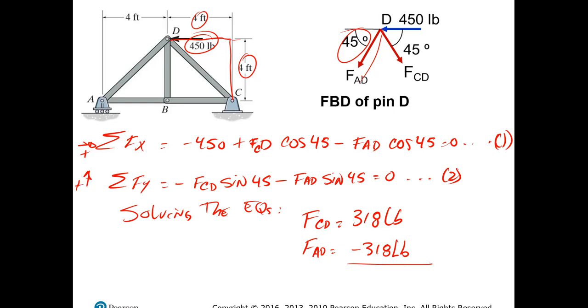Okay, I just wanted to tell you what it means when you get that negative value. As far as I go, I always keep the same sign convention. I don't flip anything. I just keep including the negative value in those equations.